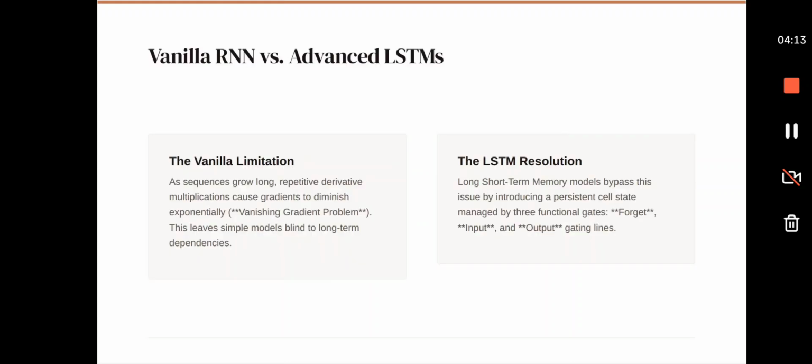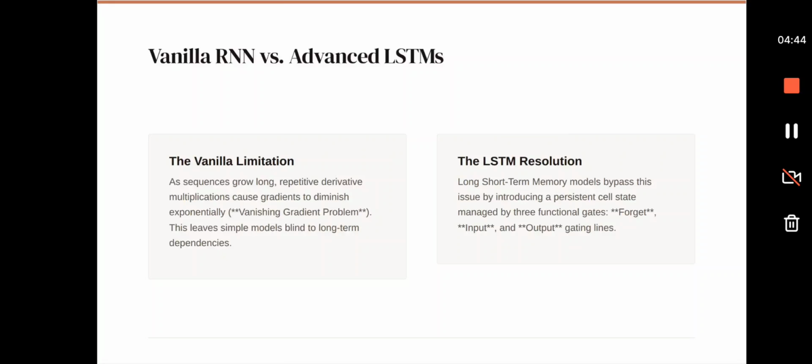The major bottleneck of simple RNNs is the vanishing gradient problem. When the sequence is very long, the repeated mathematical multiplications during training cause the gradient to shrink almost to zero. This means the model completely forgets information from earlier steps, making it blind to long-term context. To solve this, researchers introduced the LSTM, or long short-term memory.